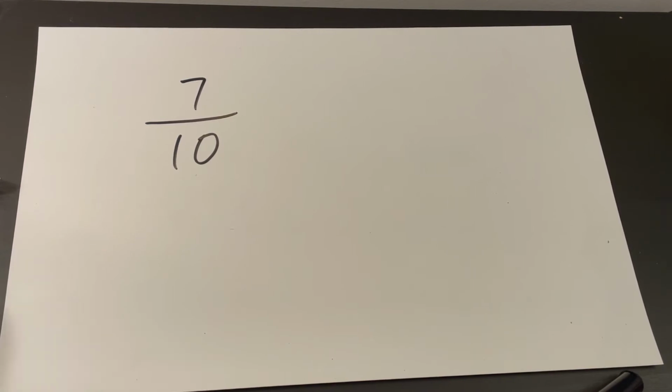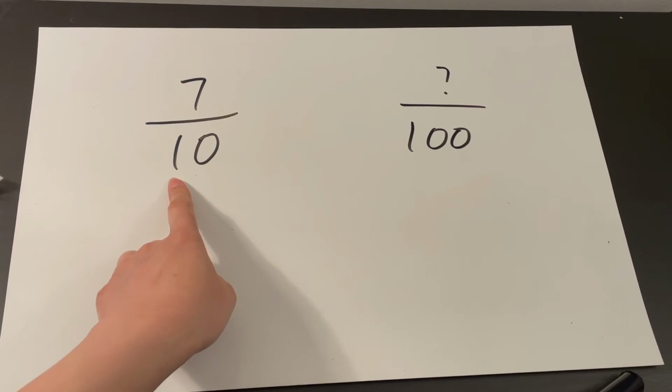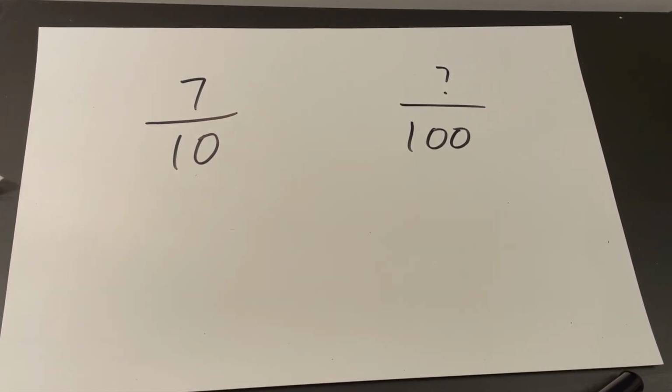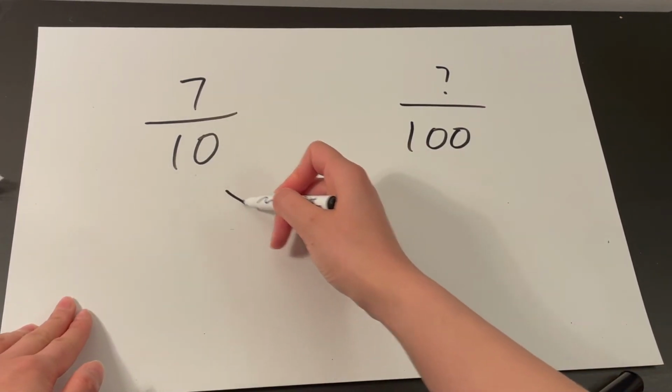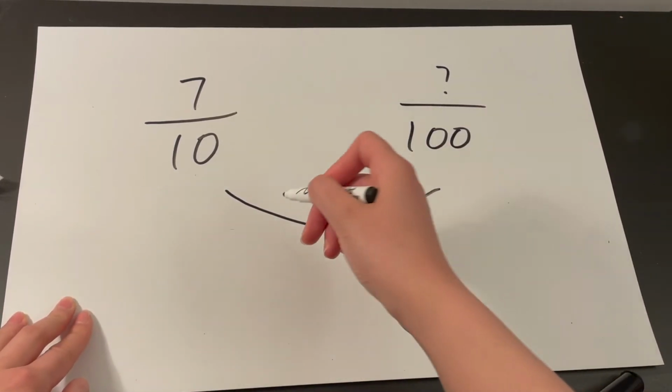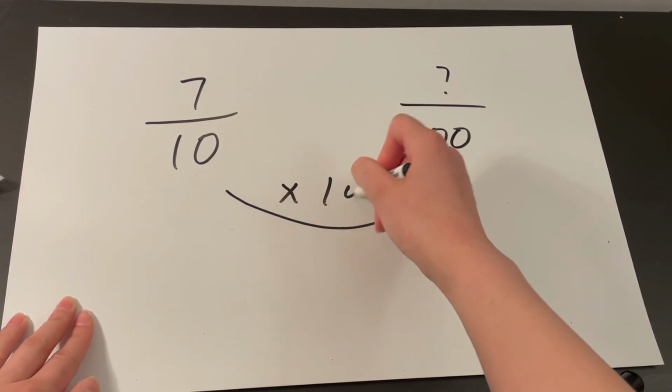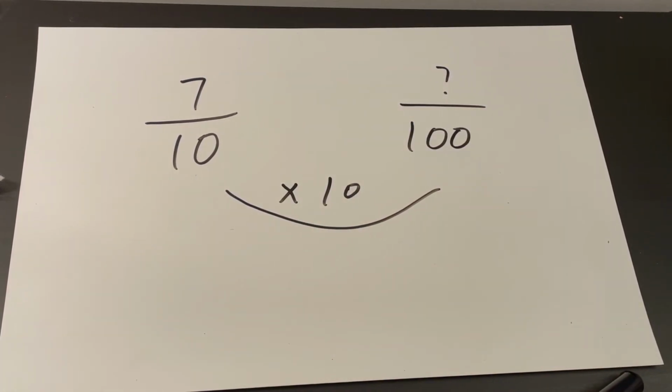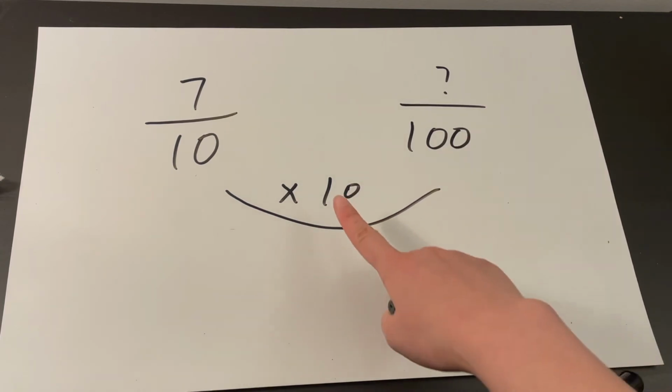How can we express 7/10 as a fraction with a denominator of 100? So first, let's look at our denominator. It changed from 10 to 100. How much does 10 multiply by to become 100? Yes, I heard the answer. 10 times 10 becomes 100. Very good. So we have 10 here.